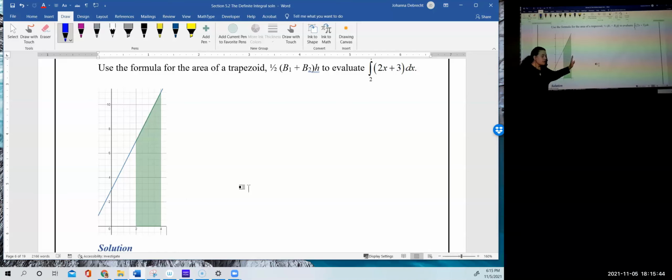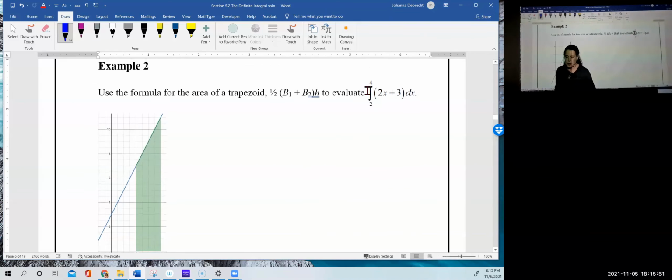And the parallel sides are the sides that correspond to A and to B. So this would be the x equal 2 and x equal 4 from our definite integral, the lower and upper limits of integration. So what we want to do is apply the formula to this particular function. So we need to find the height at base 1 and the height at base 2 and multiply by the height of the trapezoid. But the height of the trapezoid is the distance between the parallel sides.